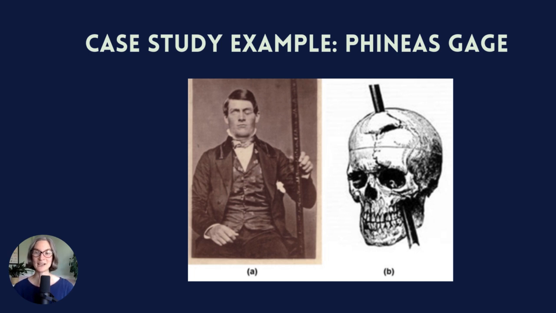And it sent this iron rod, which is about a meter long and 3 centimeters in diameter, up through his skull and out the top of his head, apparently landing some 30 meters away from him. So he was unconscious, as you would expect, for a few moments. But actually, then he got up and got on his ox cart and rode back into town.